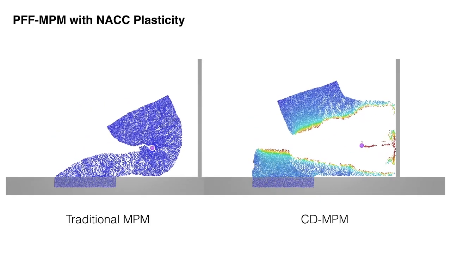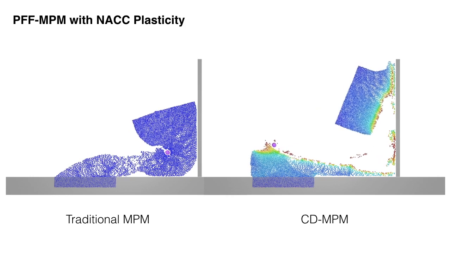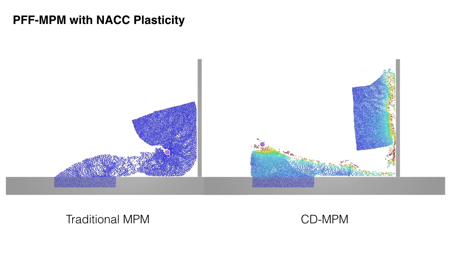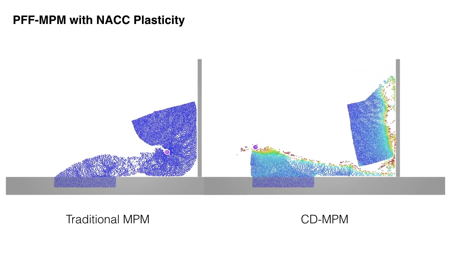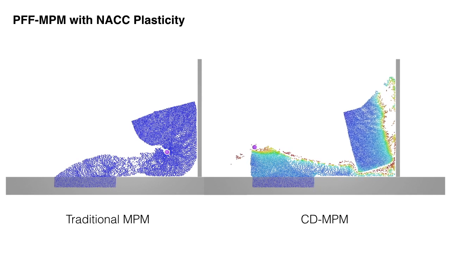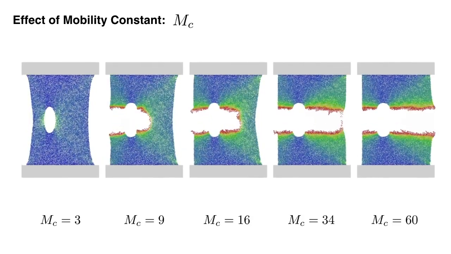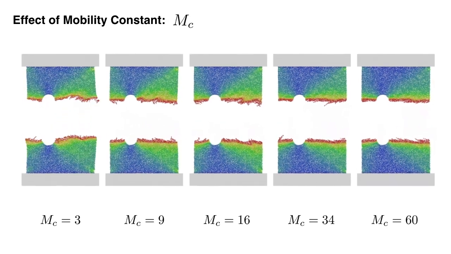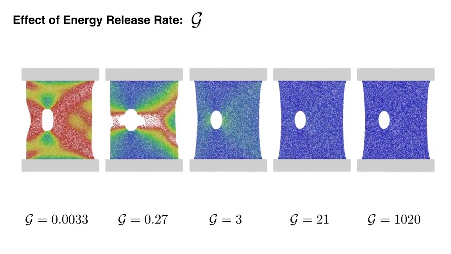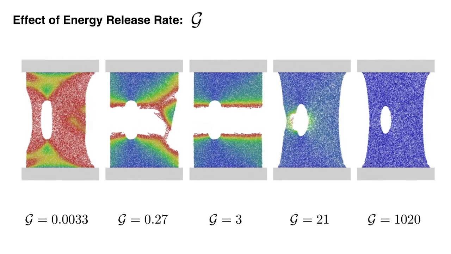Here, we compare traditional MPM with CD-MPM for a high-velocity impact. Note that we combine PFF-MPM with NACC plasticity to demonstrate their successful union. The color reflects the phase field values, with red being 0 and blue being 1. The speed of crack propagation can be easily controlled with the crack mobility constant. Similarly, the resistance to damage can be controlled with the energy release rate.